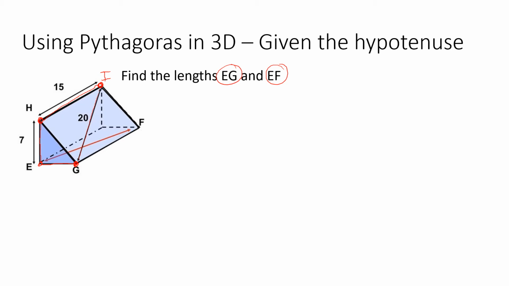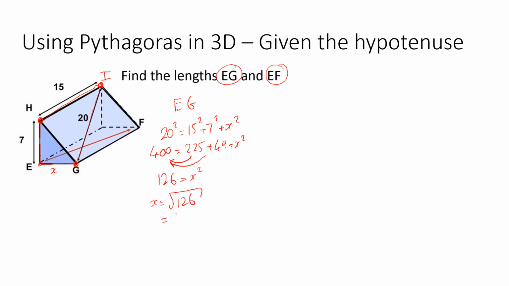We'd set up our formula. So we'd go for EG, if that is our X. We've got 20 squared is equal to 15 squared plus 7 squared plus our X squared. Work that out. So 400 is 225 plus 49 plus x squared, and then subtract those from our 400. This will give us that our x squared is 126, so we just need to square root that, and we'll get ourselves to 11.22. I'm assuming centimeters, but it doesn't actually say on the question.